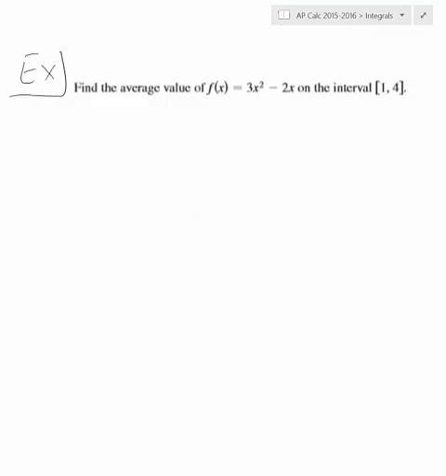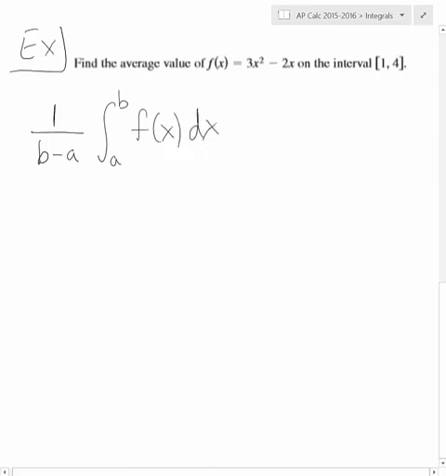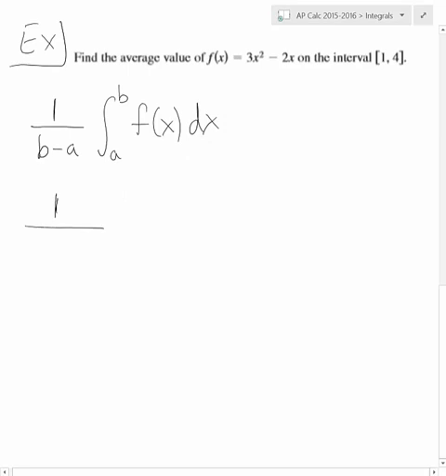As an example, if we were asked to find the average value of the function f of x equals 3x squared minus 2x on the interval from 1 to 4, we're just going to plug in our average value formula. So 1 divided by b minus a times the integral from a to b of f of x dx. You don't have to write down the formula each time. You can just start by saying 1 divided by 4 minus 1 times the integral from 1 to 4, right? This first one will be a, the second one will be b. And then you'll just say of 3x squared minus 2x dx.